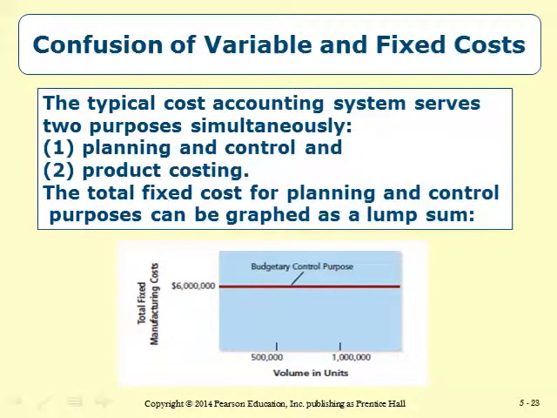So the typical cost accounting system serves two purposes simultaneously: one, planning and control, and two, product costing. The total fixed cost for planning and control purposes can be graphed as a lump sum.